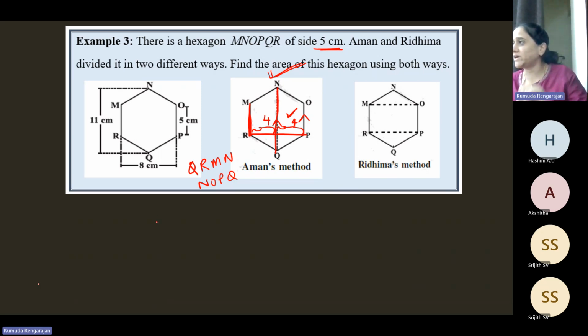Half into h into a plus b. A is 5, b is 11, and this is h. From here to here is h of the first trapezium, and from here to here is the h of the second trapezium. But the total thing is 8. So 8 by 2, 4. So h is 4. Into 2 will give you the area of both the trapeziums. Find the area of this trapezium, multiply by 2, you will get the area of both the trapeziums, and that's the area of the regular hexagon.